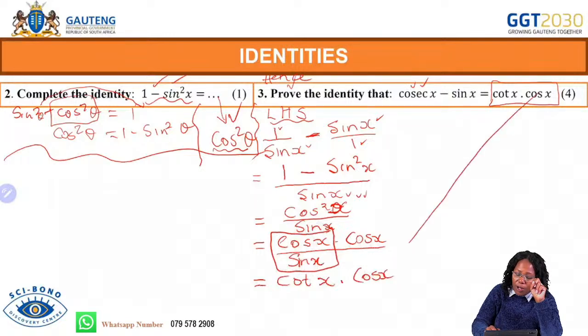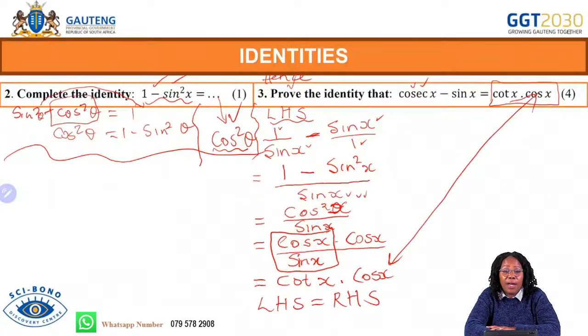Can you see, grade 12? Your left-hand side is equal to your right-hand side. Please write this conclusion after solving your problem. We solve only using one side, not both of them. Okay.